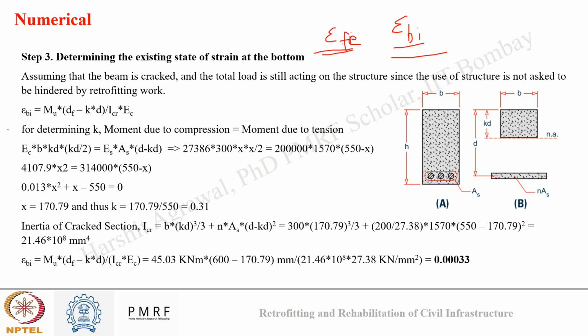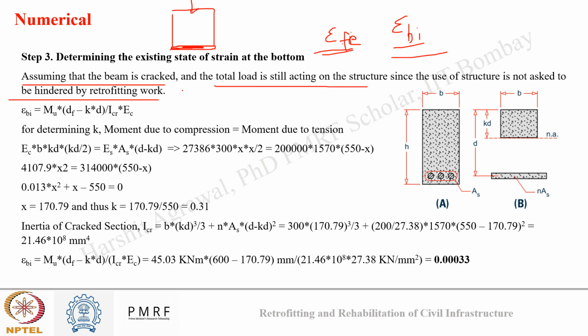Assuming that the beam is cracked before installation of FRP, suppose my beam is cracked due to load, and the total load is still acting on the structure since the structure has not been asked to be relieved by the retrofitting work. Since it is a bridge structure, it is not always possible to stop the flow of vehicles on top of the bridge. The consultant is asked to repair the bridge while keeping it in an active state. So the total load is still acting on the bridge.